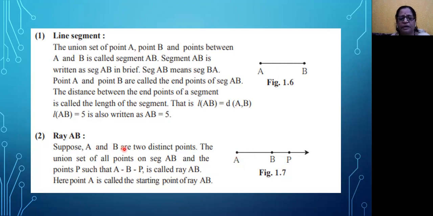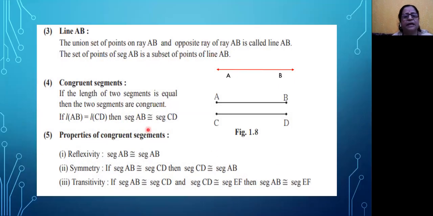Suppose A and B are two distinct points. The union set of all points on the segment AB and the points P such that B is in between A and P is called ray AB. So every point in between lies on the ray AB.